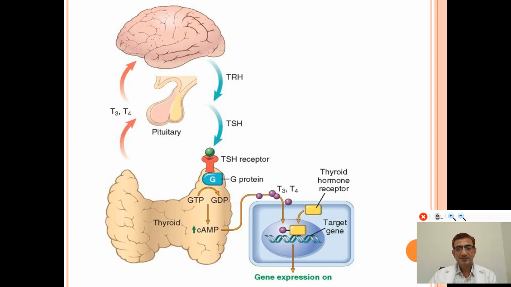So this is the normal metabolism right from the brain, the pituitary, to the thyroid gland: the thyrotropin releasing hormone, and because of that, the thyroid stimulating hormone. On the thyroid gland there is the TSH receptor. With the help of a G protein, in a reversible way, there is secretion and release of T3 and T4 hormones.